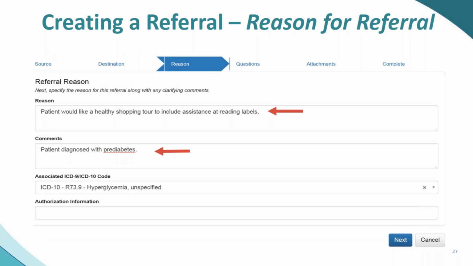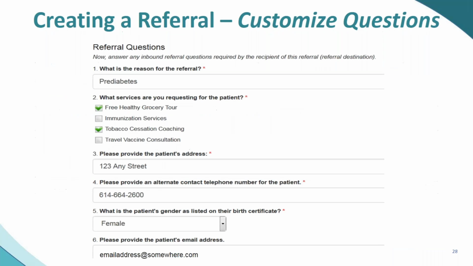So within the reason, you'll see that this is just a basic default of the system where you can type in your reason, any comments. You can also select ICD-9s and ICD-10s from the generated list. So anything that you need to do to help that referring partner learn more about your patient through this referral process. And then we're going to go to the next slide to look at the questions.